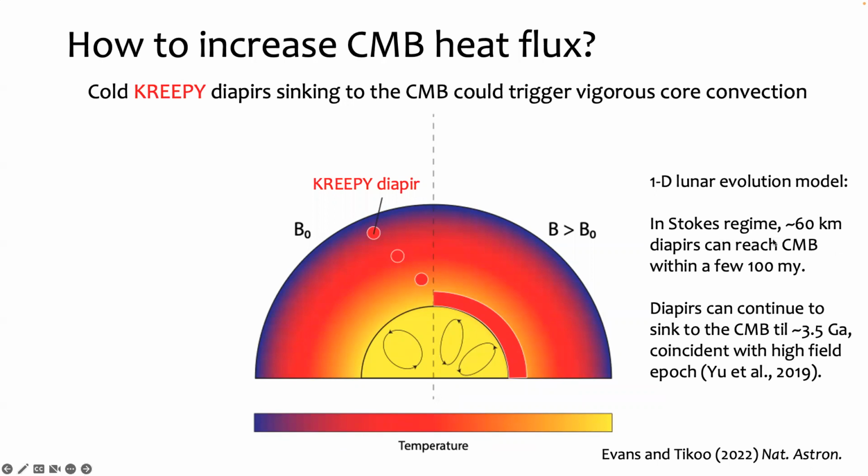And so in the Stokes regime, a 60-kilometer blob diapir can reach the core mantle boundary within a few 100 million years. There are some thermal models that show that that diapir should not totally thermally equilibrate with the mantle on that time scale. And there are also some other models of lunar internal evolution that suggest that these diapirs could continue to sink to the core mantle boundary till about 3.5 billion years ago, depending on the lunar mantle temperature and viscosity. And that's a period that might be coincident with this high field epoch that is producing intermittently high paleointensities on the moon up till that time.